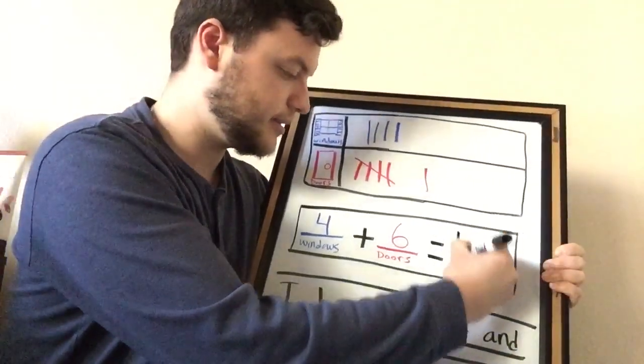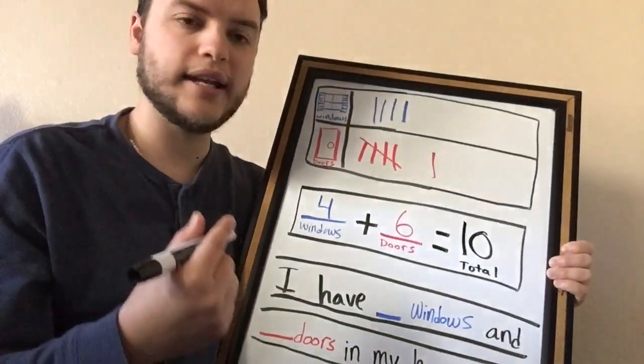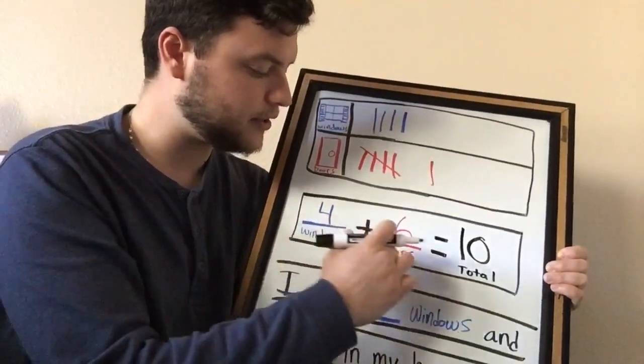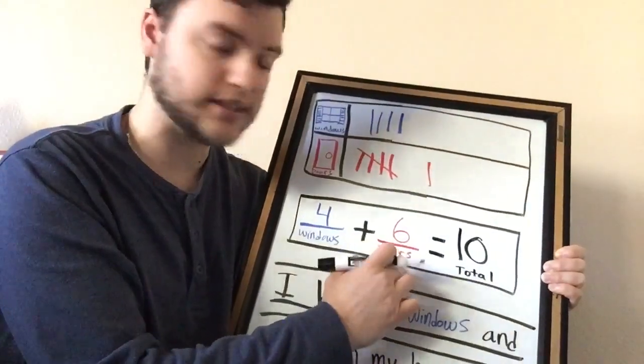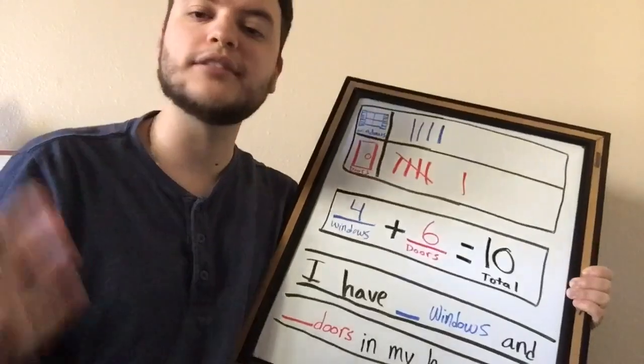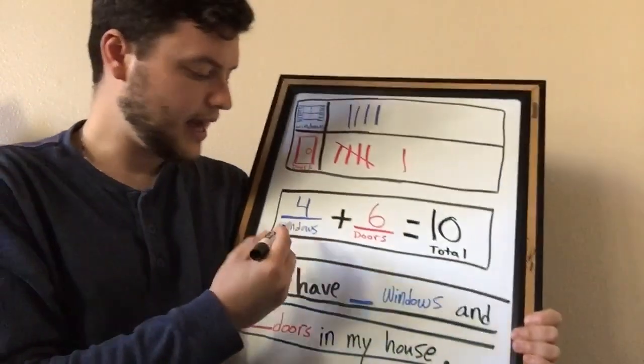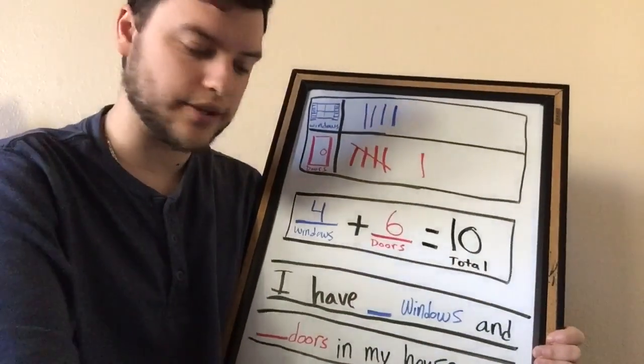That's right, 10. 10 is my total. 10 is 10 windows, or 4 windows and 6 doors together. All the windows and doors in my house, I have 10 of them together. So, I have 10 windows and doors.